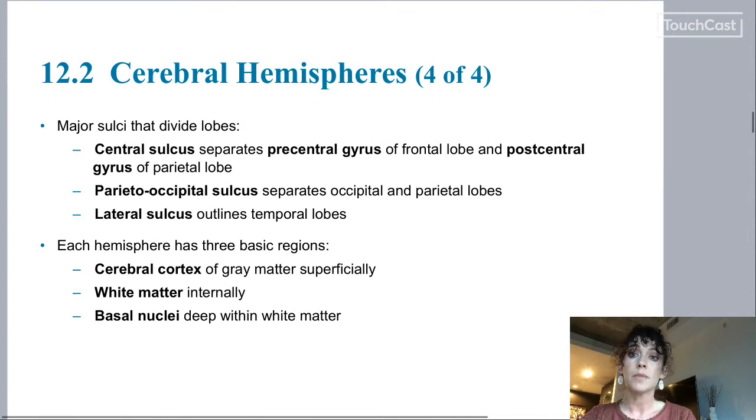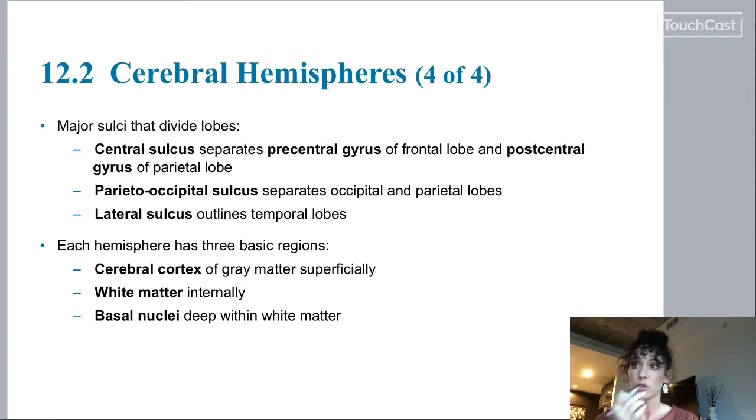Okay. So these major sulci are going to divide our lobes. The central sulcus is going to separate the precentral gyrus of the frontal lobe and the postcentral gyrus of the parietal lobe. We also have a parieto-occipital sulcus. It's going to separate the occipital and the parietal lobes, and the lateral sulcus is going to outline the temporal lobe. Each hemisphere has 3 basic regions. We have the cerebral cortex, that superficial gray matter, the internal white matter, and then we have basal nuclei, which are going to be embedded deep within the white matter.